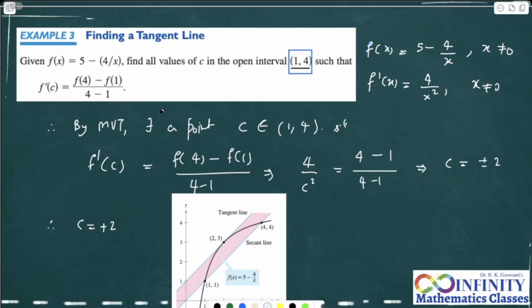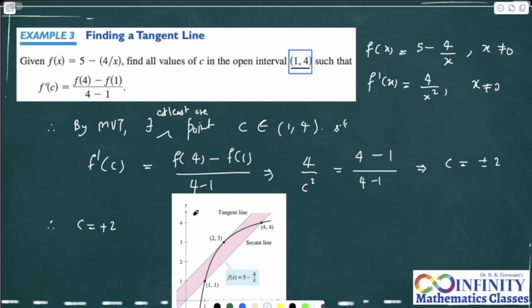There exists at least one point. At least one point, because there can be more than one. So this is the statement I'm going to use for MVT and Rolle's theorem, because I need to tell which theorem I'm going to apply there, depending upon the situation.